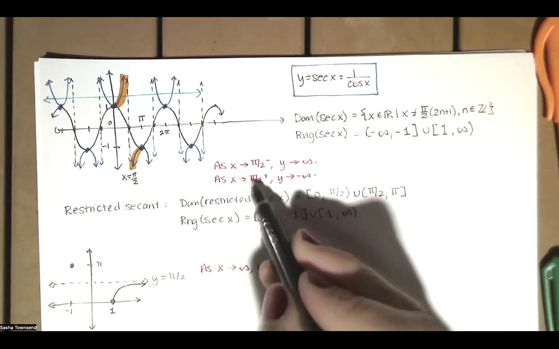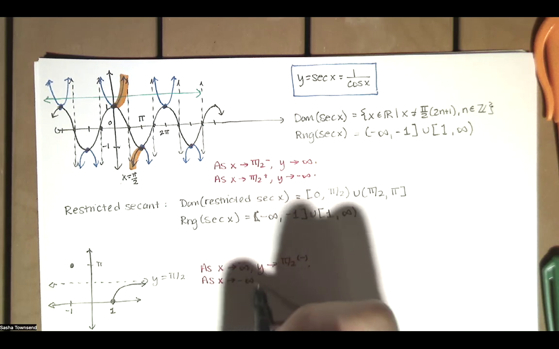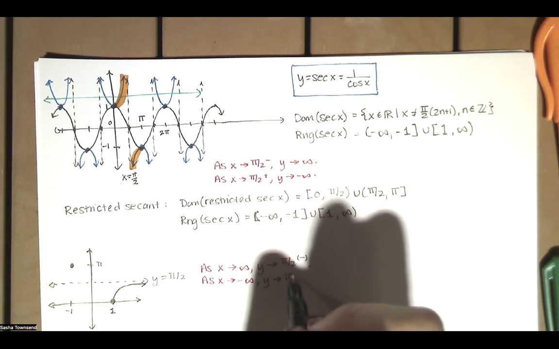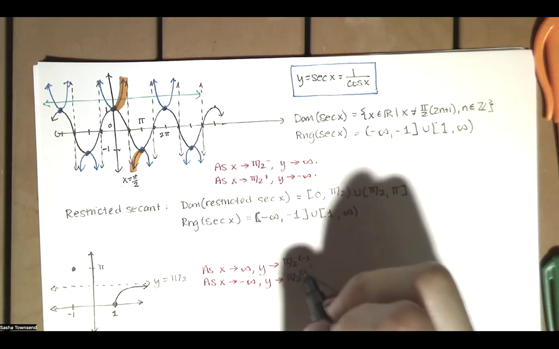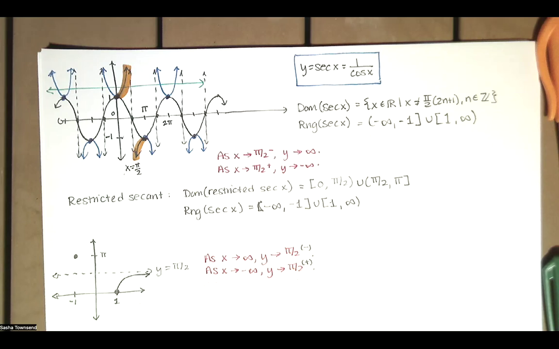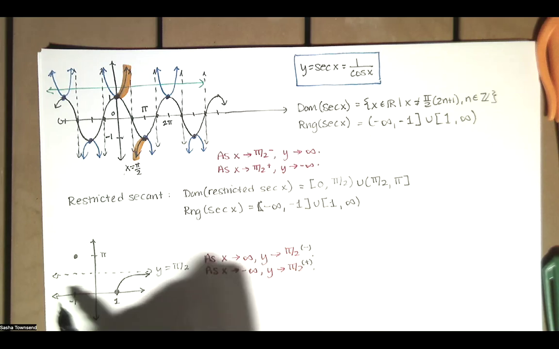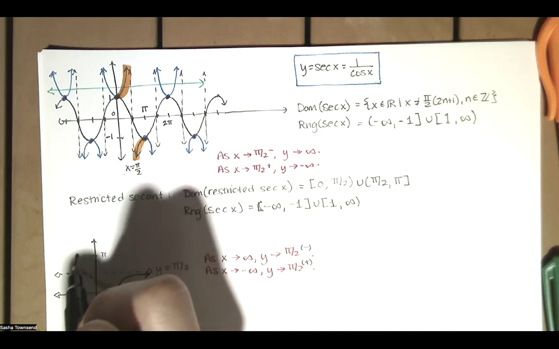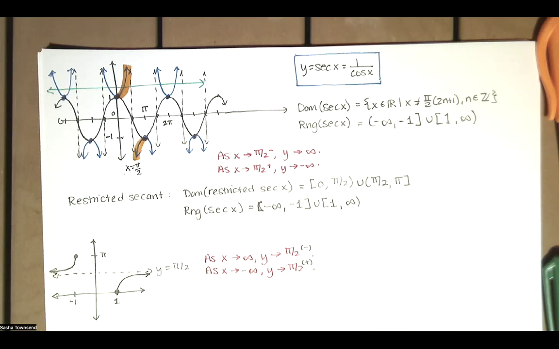Now, switching the roles of x and y here, as x goes to negative infinity, y approaches pi over 2 from above. I'm putting that in parentheses because that's sort of my notation, and I've never seen it anywhere else. I wouldn't expect to see that in another textbook. So we're approaching pi over 2 from above. So it's going to look roughly like that. And that is the arcsecant function.